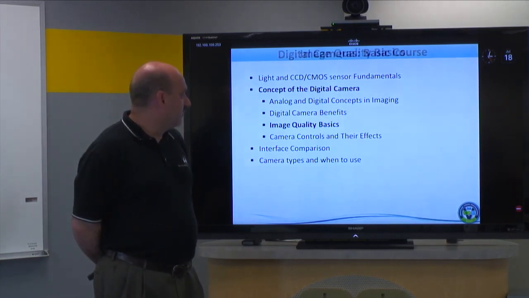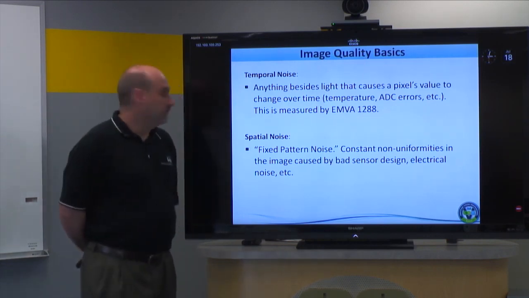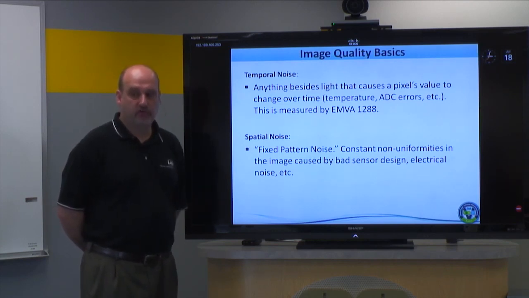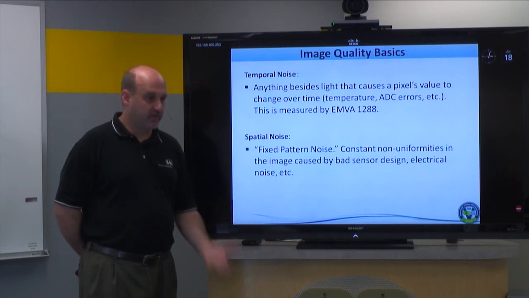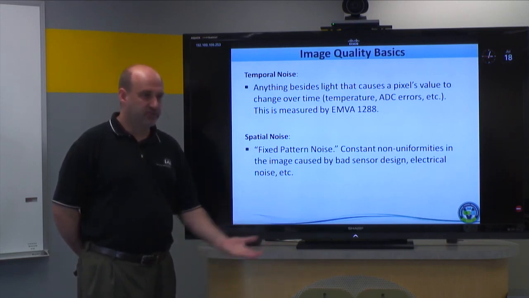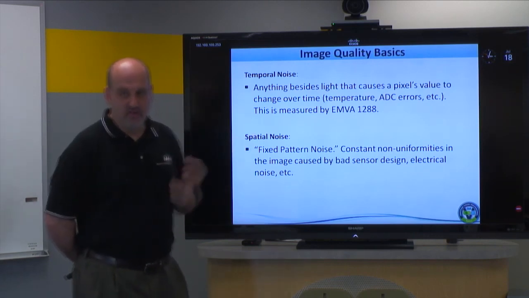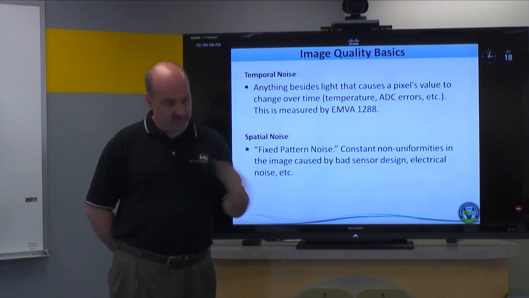Okay, so now we want to talk about image quality basics. Those include temporal noise. Temporal noise is anything besides light that can change a pixel's value over time. Things like temperature, random noise, thermal noise. If we take a camera and start getting it hot out in the sun, we'll see the noise level come up. This shows up like snow on a TV screen. That is temporal noise. The pixel's value is changing, and it's not steady. It's changing with time, temperature, or something.